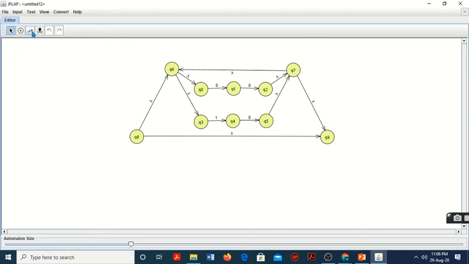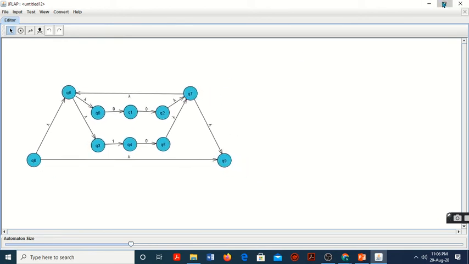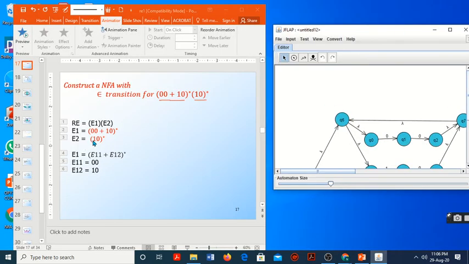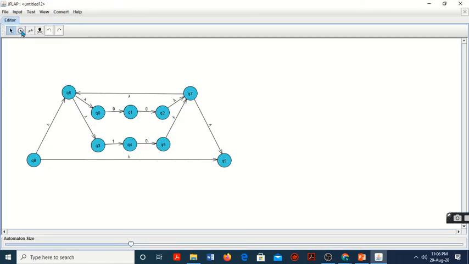Now this is our first string. The second regular expression is given as (10) the whole star. So now let us first draw for 10, 1 followed by 0. So it is given as (10) the whole star.